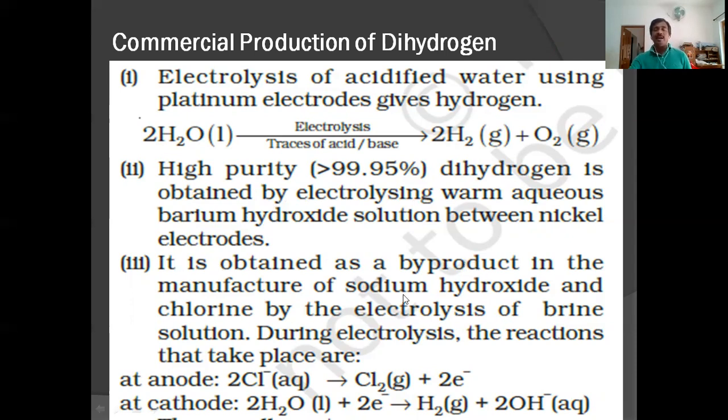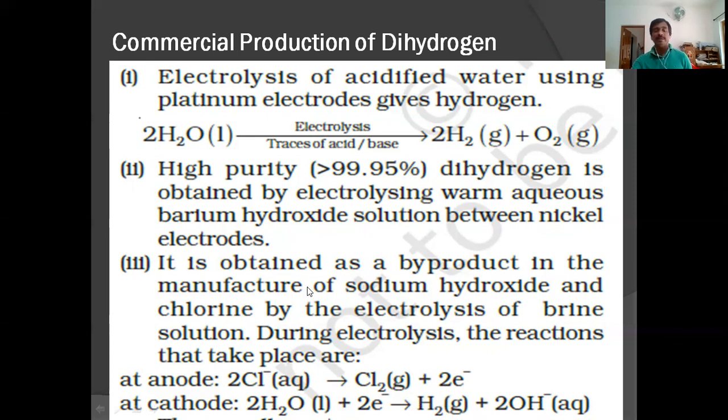Another method is as a byproduct in the manufacture of sodium hydroxide. Sodium hydroxide is manufactured by the electrolysis of aqueous sodium chloride. In aqueous sodium chloride, Cl minus, H2O, Na plus, or otherwise we can say H plus, are present. At the anode, Cl minus will be oxidized to chlorine, and at the cathode, H plus will be reduced to hydrogen.